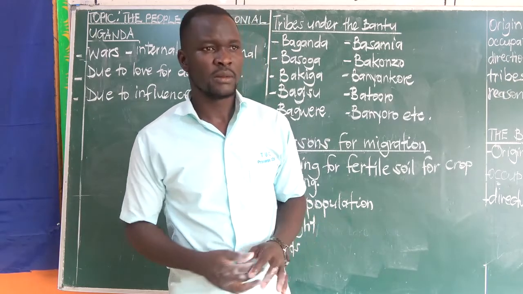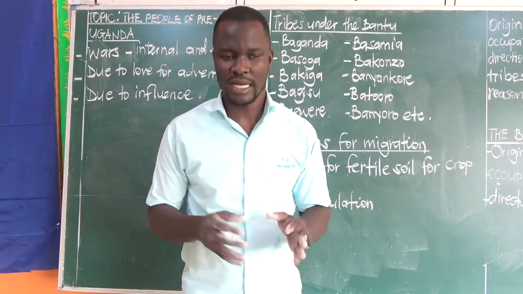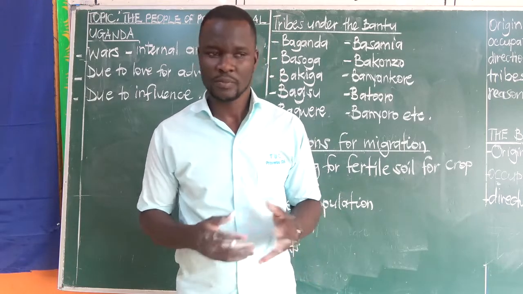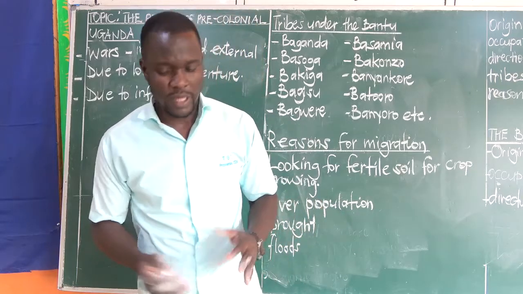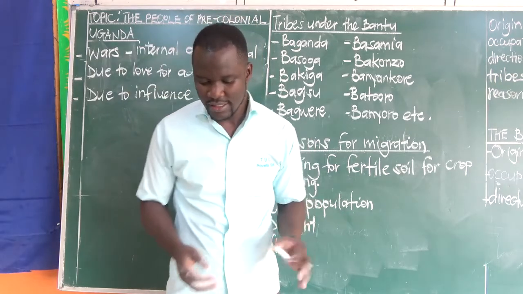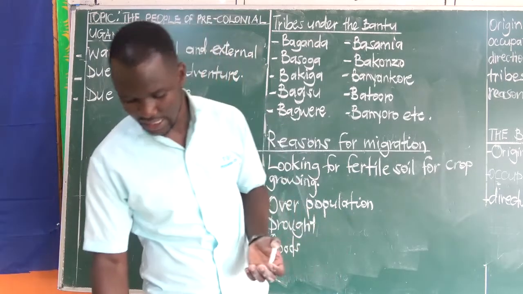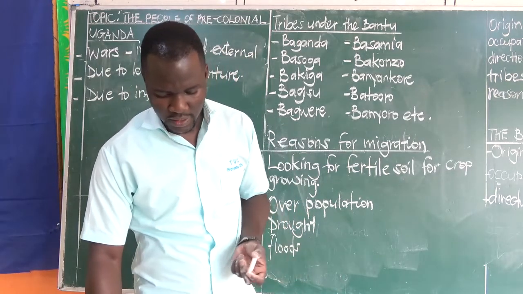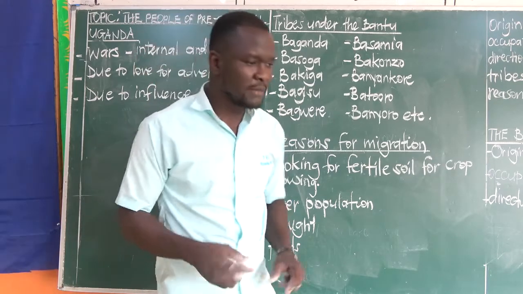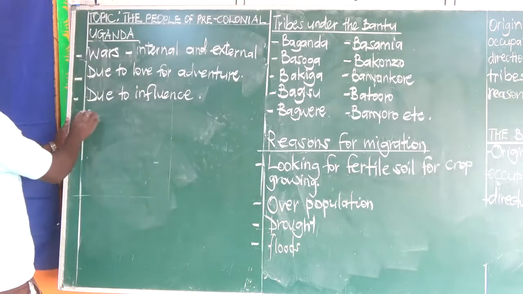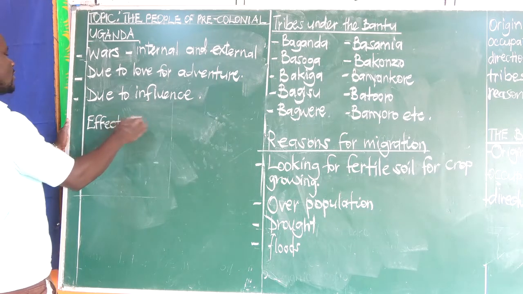And then the other problem was shortage of food supplies. When you move and your food runs out, you face the challenge of lack of enough food and water on the way. Also there was a problem of tropical diseases. Some fell sick as they were moving, which made some of them die. So we shall look at the effects of the Bantu coming.